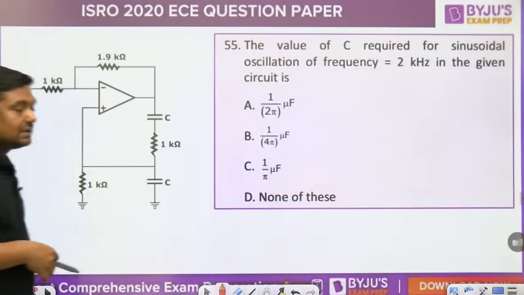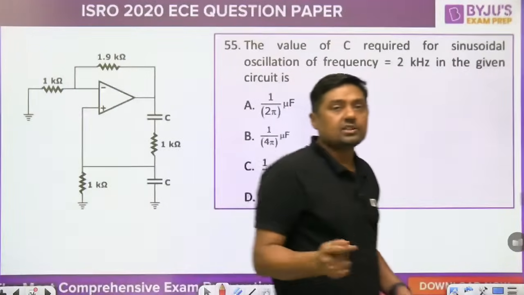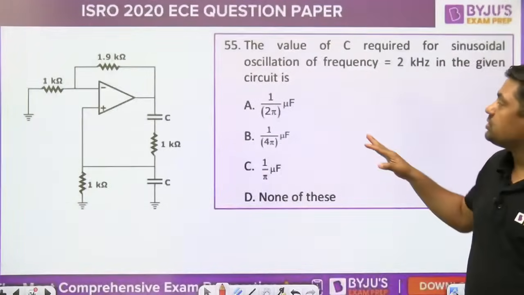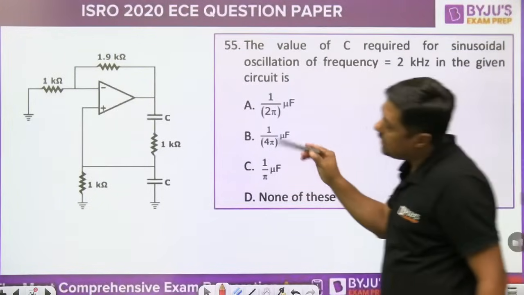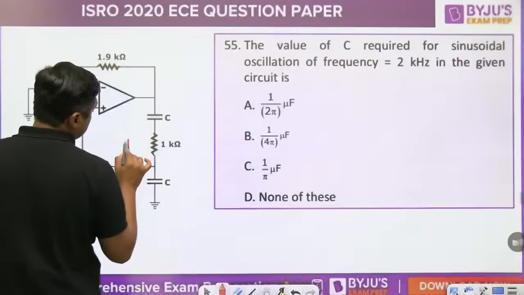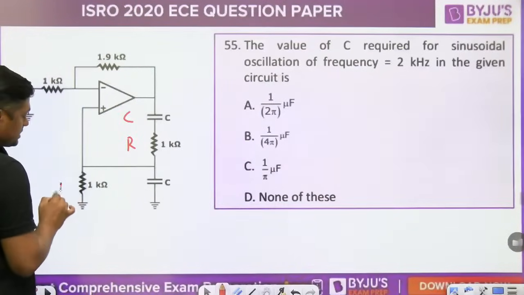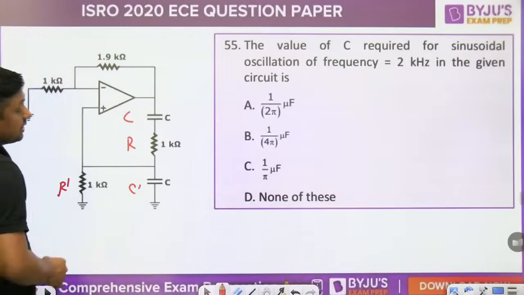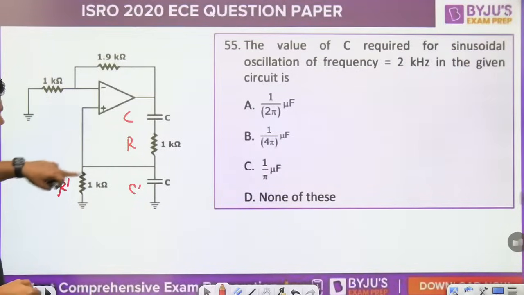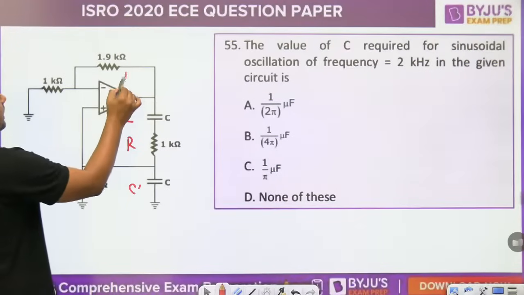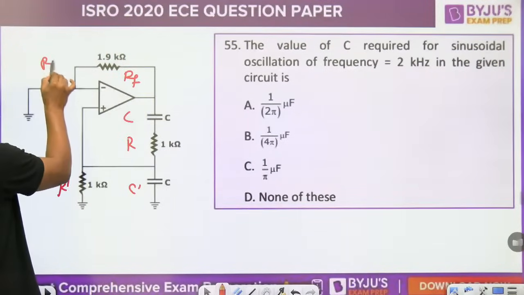Now, this is a Wien bridge oscillator, guys. The next question is on analog. In a Wien bridge oscillator, this is R, this is C, this is R dash, this is C dash, and if they are equal, R equal to R dash and C equal to C dash, this is called RF, and this is called R1.